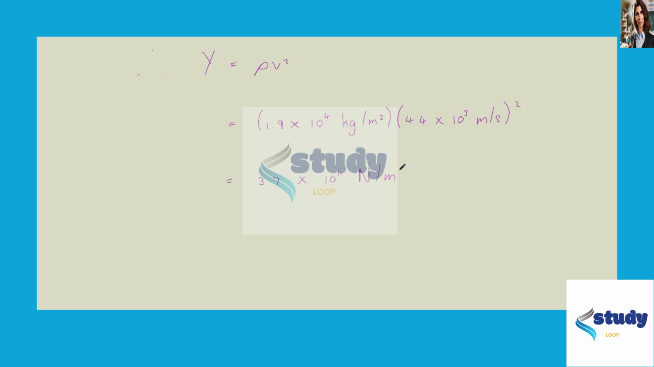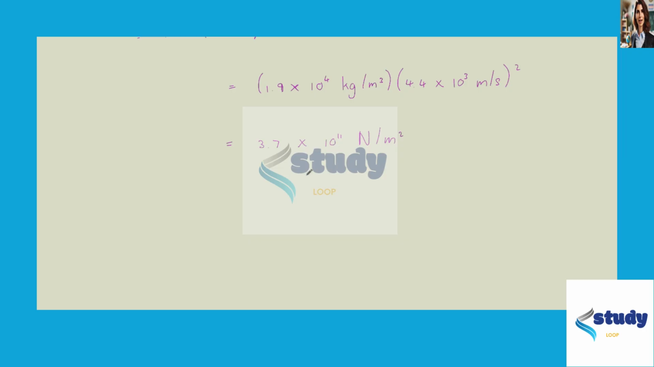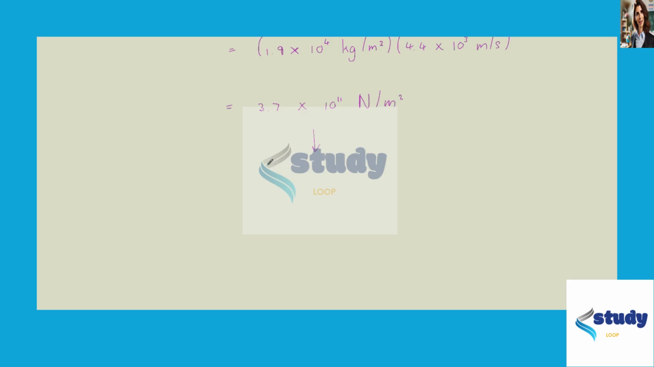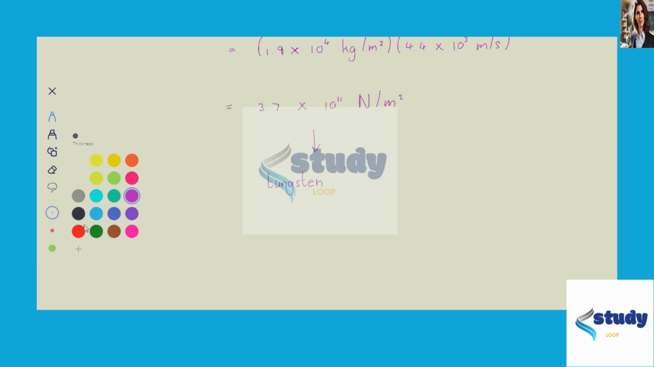So if we go to our tables, we can see that this value for Young's modulus corresponds to tungsten. So we can assume that this bar is most probably made from tungsten.